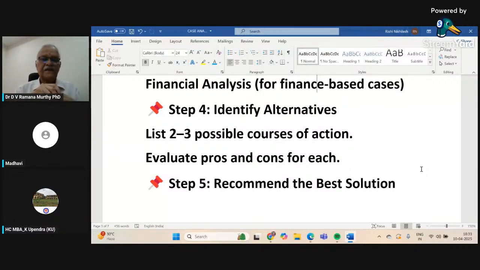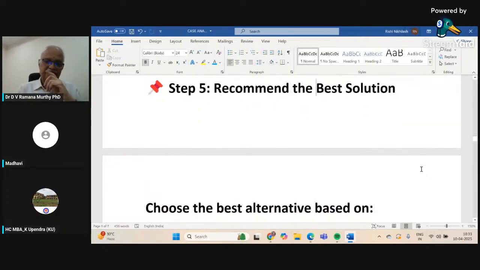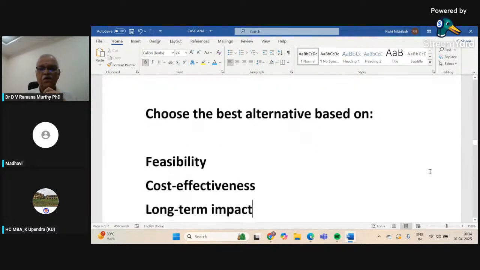Then evaluate the pros and cons of each, plus and minus. Pros means plus and cons means minus. What are the plus points and what are the minuses? Two, three issues. Then, after that, next comes your decision point. Recommend the best solution, depending upon the homework you have done and the problems that have been identified. Then, of course, choose the best alternative.